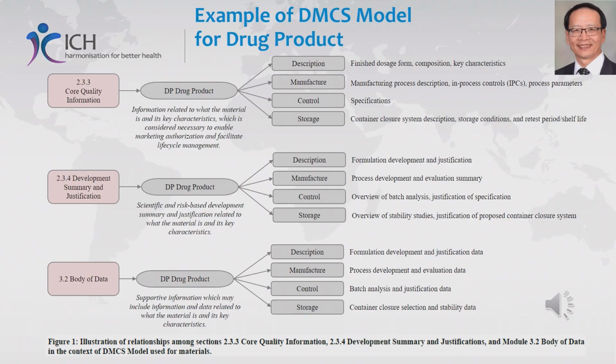The development summary and justification section goes deeper into the specific science and risk-based justifications that support the choices reflected in the CQI section. For example, we explain why a particular formulation was developed, and how the manufacturing process was developed and evaluated. We also provide an overview of batch analysis that justifies the specification. And for storage, we summarize stability data and justify the proposed container closure system.